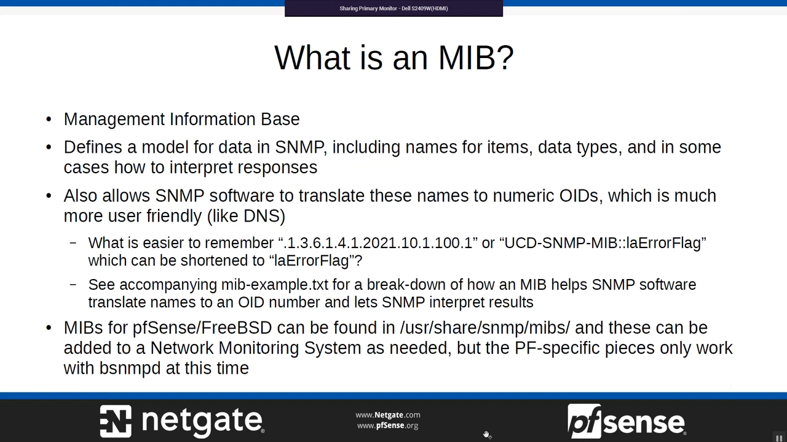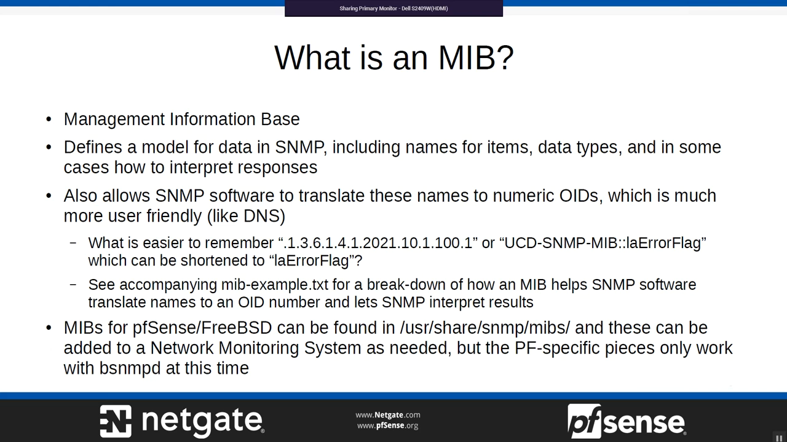So I mentioned MIBs a moment ago, and MIB is a Management Information Base. It's a data model definition for SNMP. They're all text files. If you open them up in a text editor or using an MIB browser or something, you'll see all sorts of different names listed and data types, and basically it defines everything that a certain module or section of code in SNMP will offer in terms of system data. And the MIB allows the SNMP software to translate those names to numeric OIDs and back and forth. So it's much more user-friendly, like DNS.